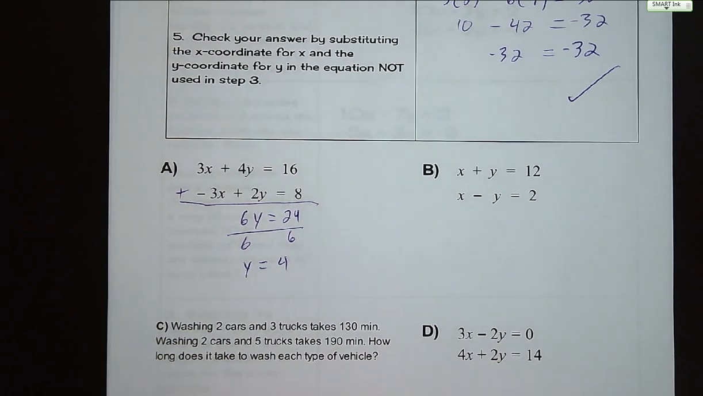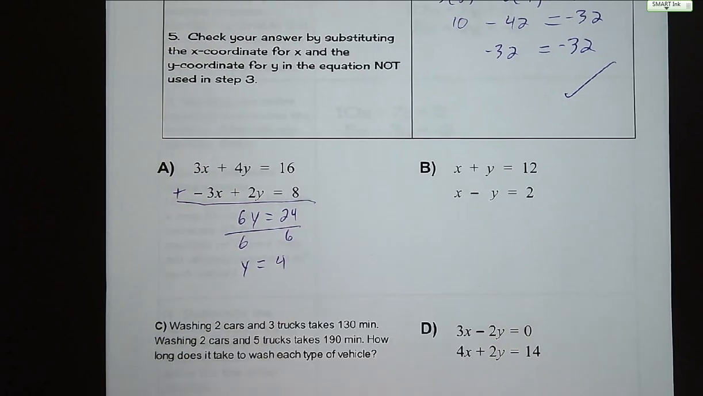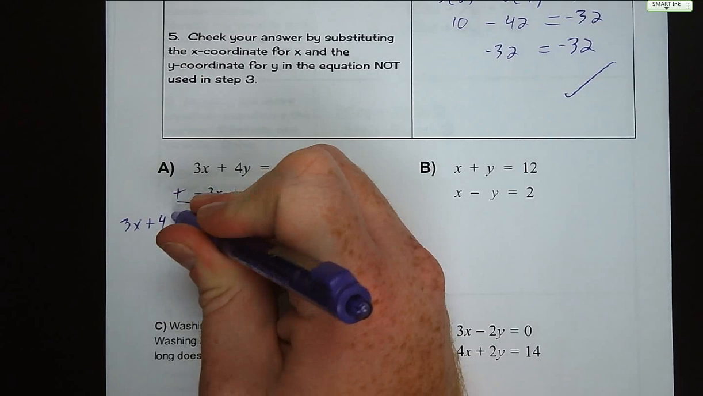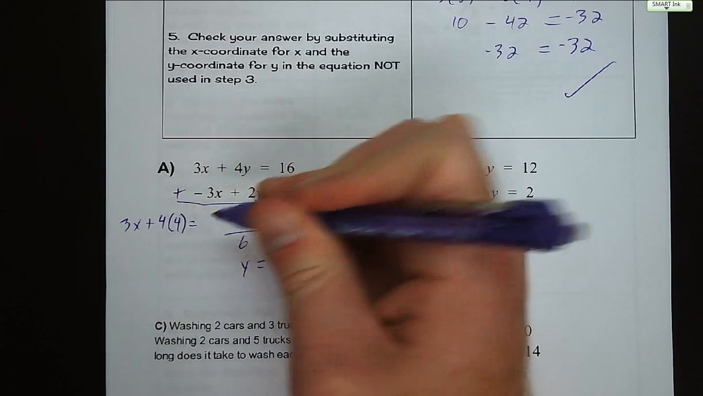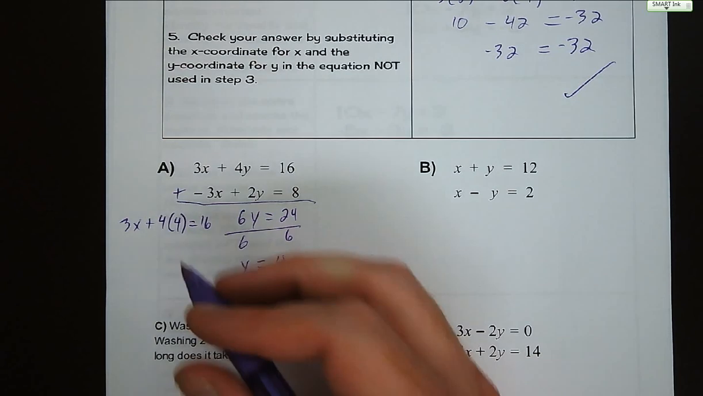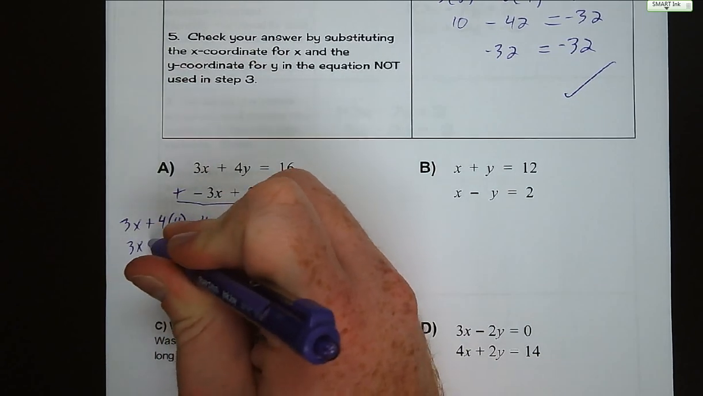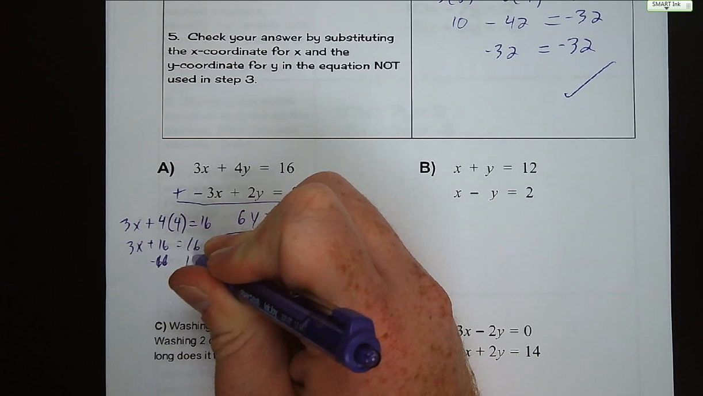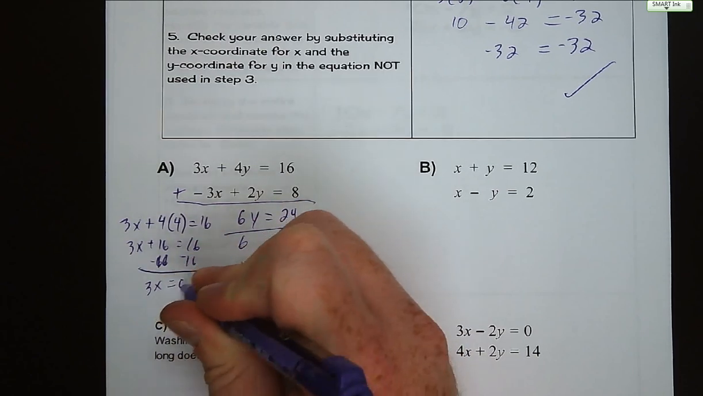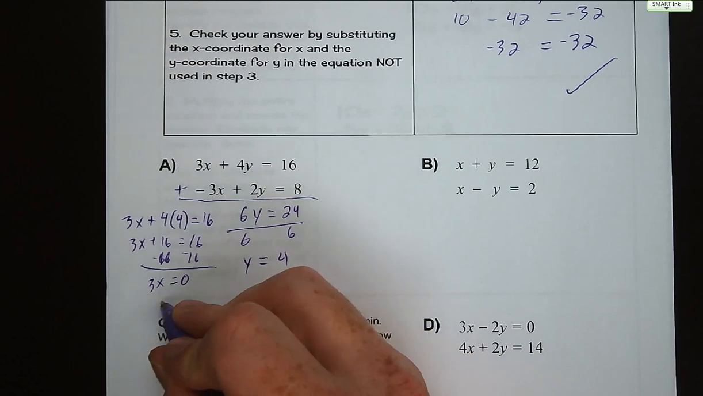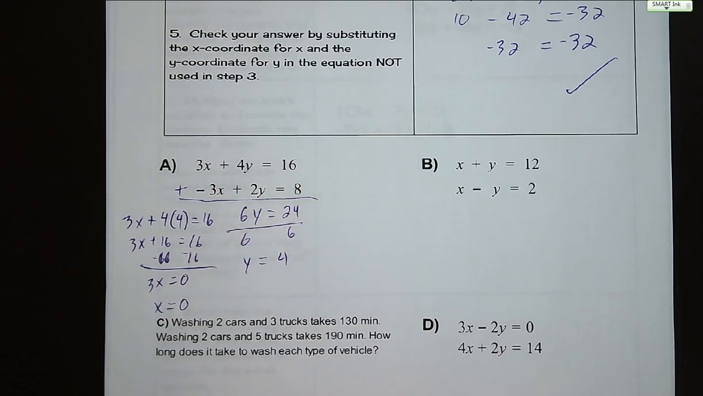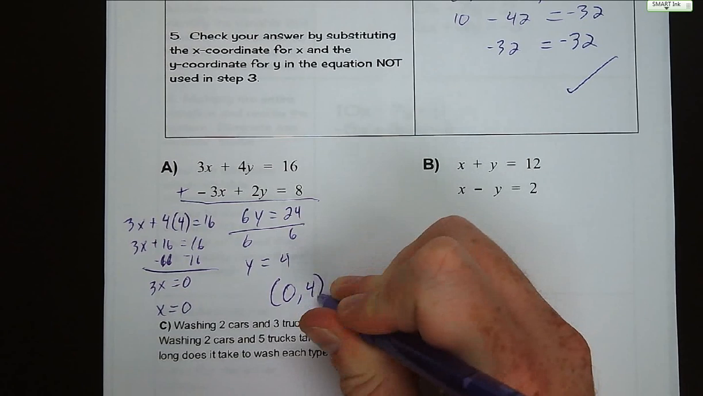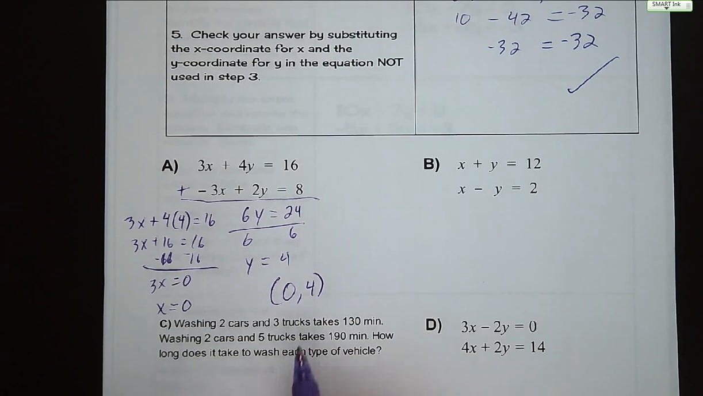So now we pick one of our two equations to plug that into. I'm going to use the top equation. And we'll write it off to the left here. 3x plus 4 times 4 equals 16. 4 times 4 is 16. We're going to subtract that from both sides. 16, 16, and 3x equals 0. Well, we know if it's equal to 0, divide both sides by 3, x is equal to 0. So our ordered pair is going to be 0, 4. Make sure you're writing your solution as an ordered pair.